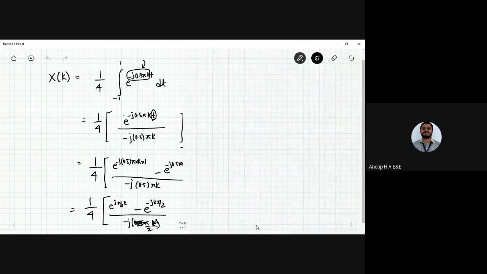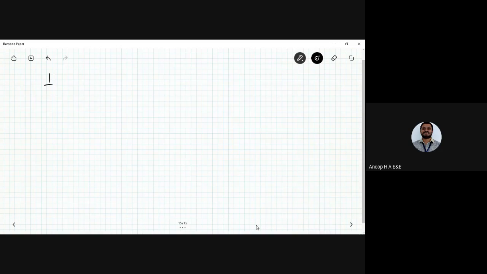Moving on to the next one, I can write this as 1 by 2 into sine of k pi by 2 divided by k pi by 2. Do you agree to this? I have written it in terms of the trigonometric function, the sinusoid.